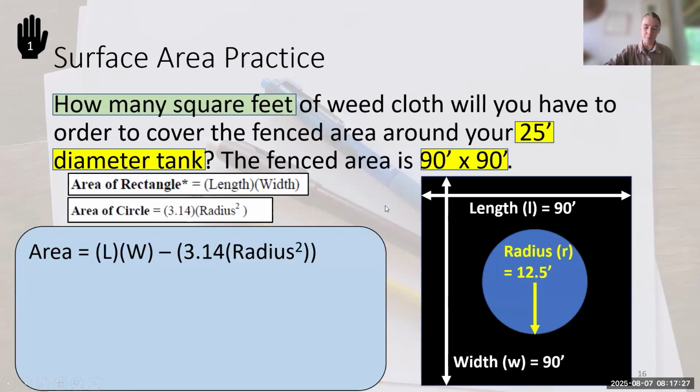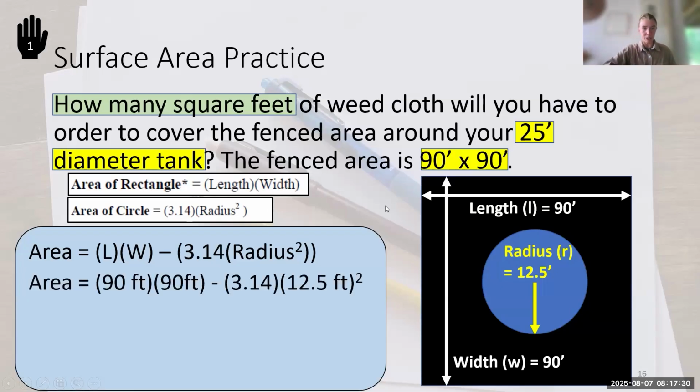So, length times width, if we plug this in with all these numbers, we're using radius. We're going to get 90 feet times 90 feet. So that's the first part, minus 3.14 pi times the radius, 12.5 feet, squared. And remember our PEMDAS, our order of operations from basic math that we went over a couple weeks ago: parentheses first, then exponents, multiplication, division, addition, subtraction. So in this equation, we're going to do those parentheses first.